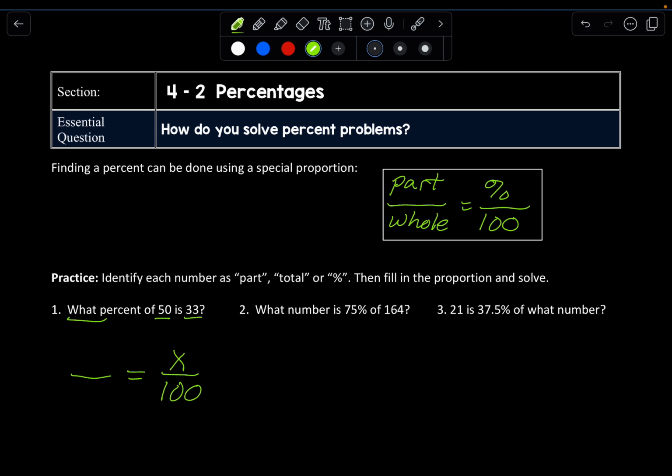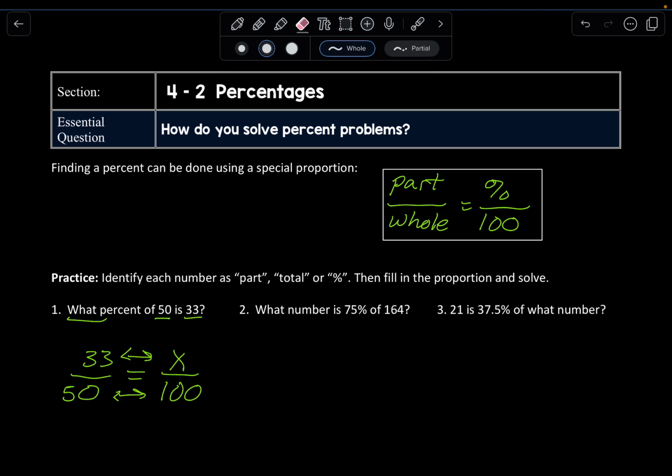We can make that X or Y or T or whatever you want. I'm going to use X. In this case, we already said that 50 was the whole, so 50 is going to be the number that goes right here, because 50 corresponds to the 100. 100 is the whole value that we're looking for. 33 corresponds to the percentage that we're looking for. Now that we've done that, we can go ahead and cross multiply.